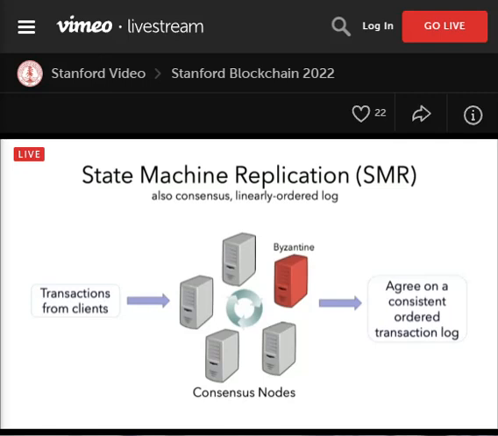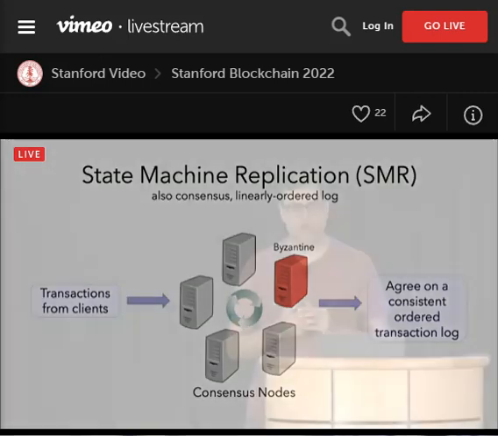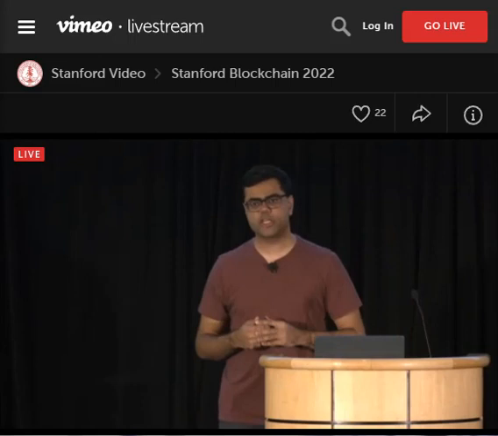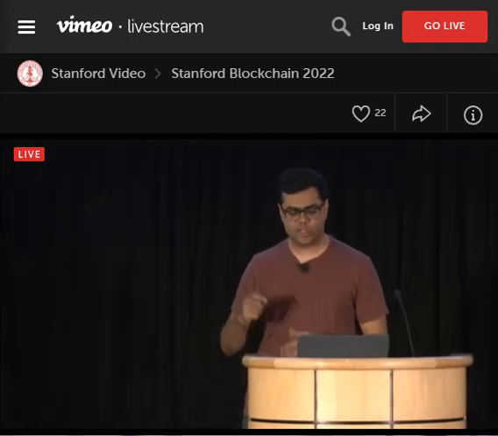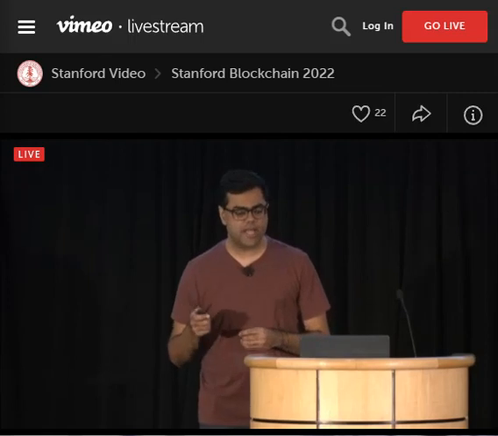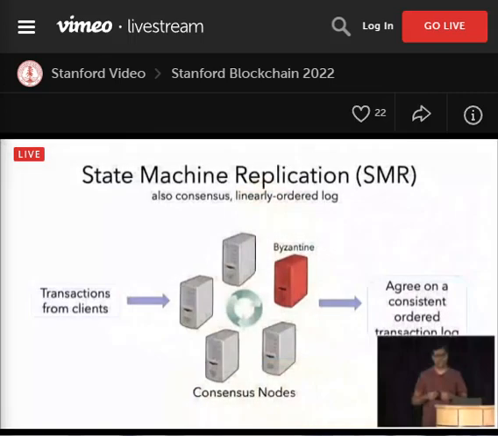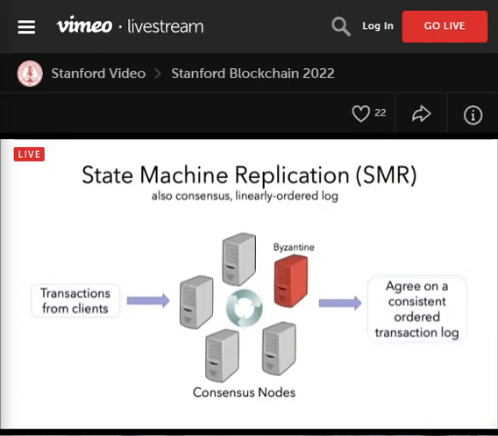Briefly recalling the state machine replication abstraction, or the Byzantine consensus abstraction, which is the core underlying primitive behind blockchains. Here, roughly, you have a set of servers or nodes that are seeking to agree on a consistent ordering of transactions that are received from clients. And this needs to happen even if some of these nodes are faulty or even actively malicious, in that they are arbitrarily deviating from the protocol.